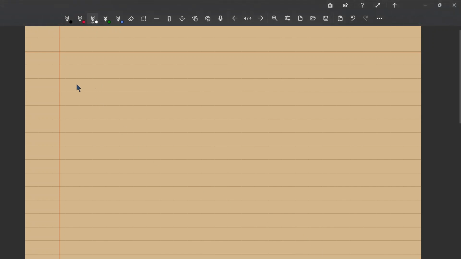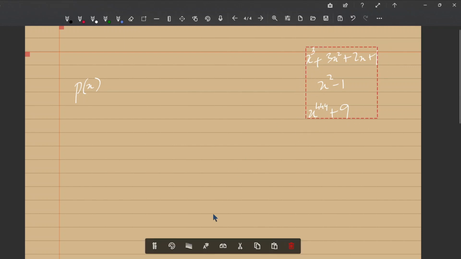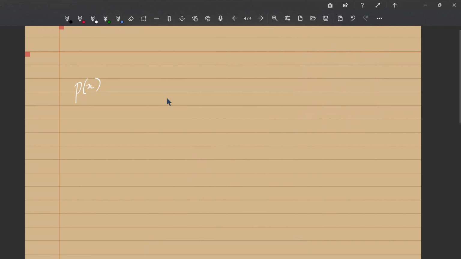Say that I have a polynomial in x and I'm calling it p of x. Polynomials in x may be of the form x cubed plus 3x squared plus 2x plus 1, or you can have x squared minus 1, or x to the power 444 plus 9 can be a polynomial. So all these are polynomials. I want to check in this video whether these polynomials can be factorized.